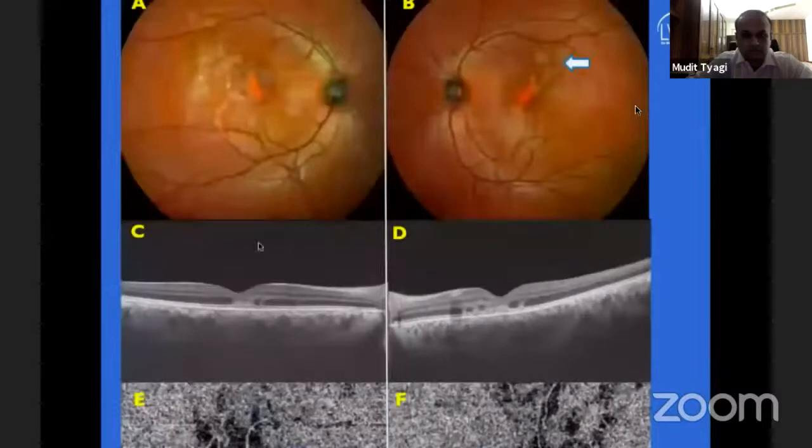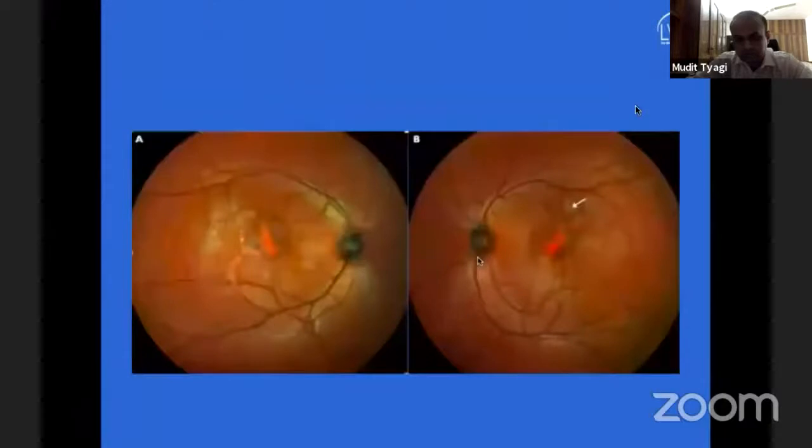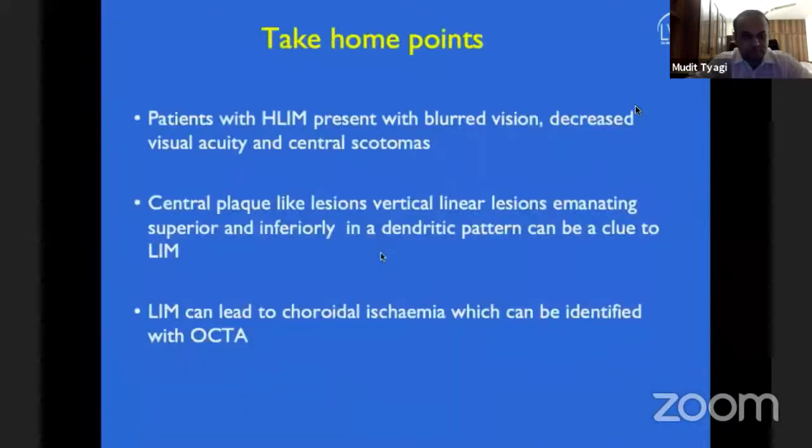And OCT angiography through these lesions showed the areas of flow void areas in both the right eye and the left eye. OCT through the lesion showed these areas of damage, these hyperreflective lesions over here, which were suggestive of a photoreceptor damage, which had occurred in both the eyes. So on repeated history taking, finally, this patient revealed that the patient had been trying out lasers. And this was incidentally then finally a case of handheld laser induced maculopathy.